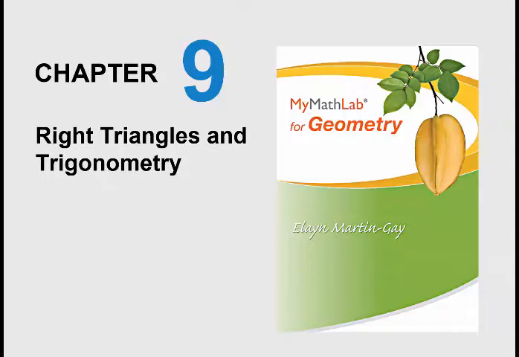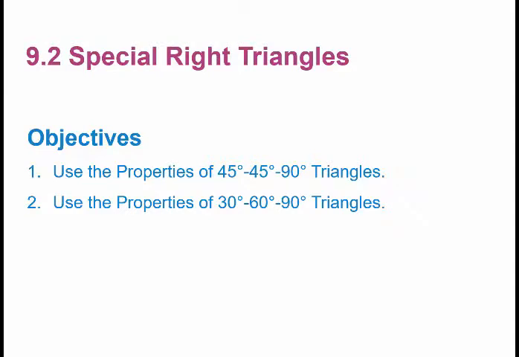Hi class. We continue our study in chapter 9 talking about right triangles by moving into section 9.2. 9.2 is talking about special types of right triangles. So we have two objectives. We just want to learn the properties of what we call 45, 45, 90-degree triangles, and then finally use the properties of 30, 60, 90-degree triangles.